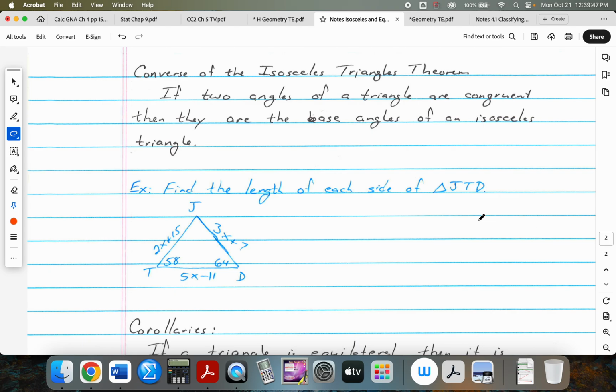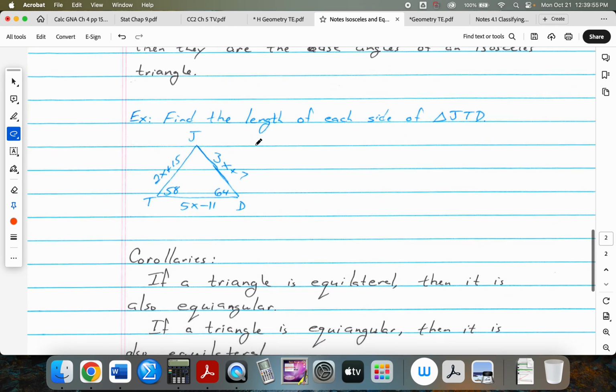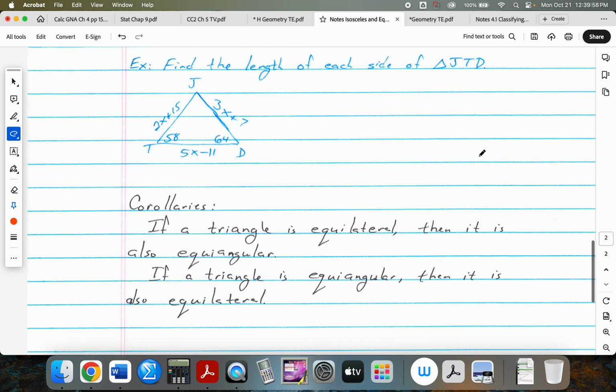All right. So, if two angles of a triangle are congruent, then they are the base angles of an isosceles triangle. So, this one says, find the length of each side of triangle JTD. Occasionally, I'll have a student who goes, oh, I've got all three. They must add to 180. Why is that wrong? These are sides, not angles, right? The sides don't add up to anything in particular other than whatever the perimeter is.